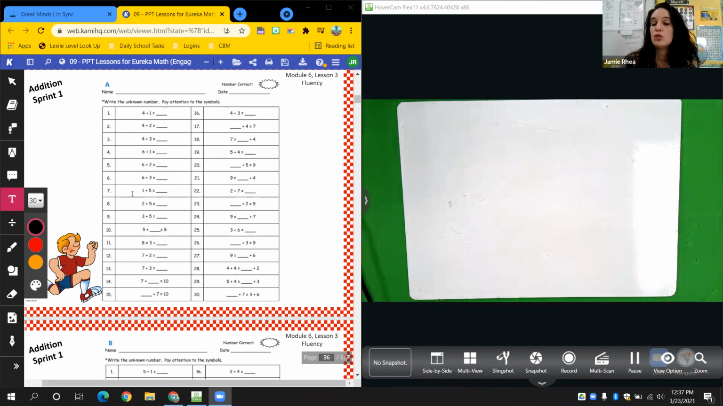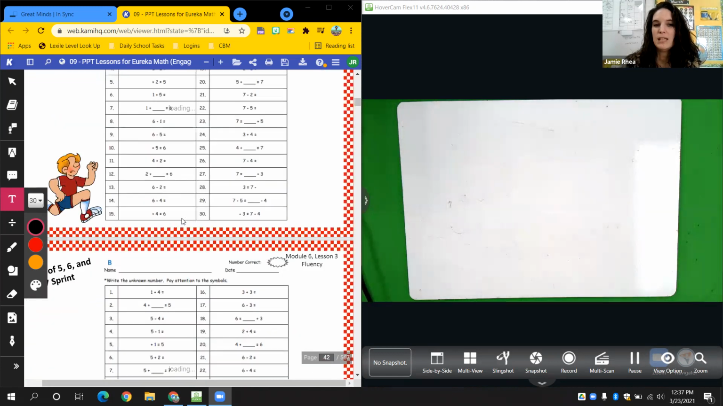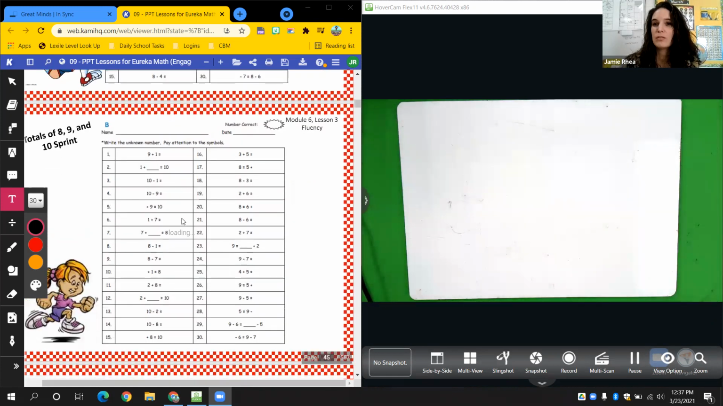So you can choose either 3 minutes or 5 minutes. Get as many as you can get done correctly, okay? So look at all these different choices. You never know which one you're going to get in Google Classroom. I told you there's a lot of them.